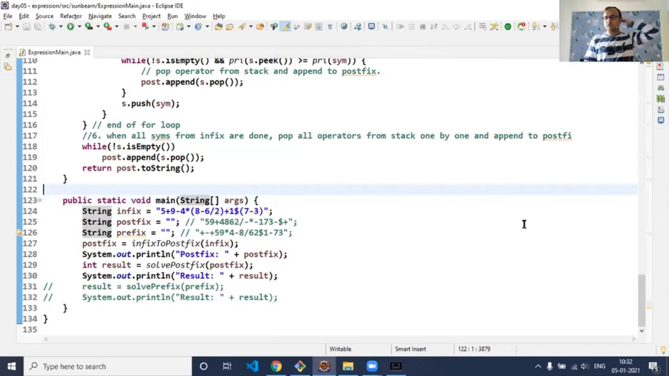Nageshwar's question is, can you repeat why we have taken StringBuilder, because of a network issue I didn't get it. No problem, I am repeating. Where was I? I forgot. Yes, I was solving Nageshwar's problem.